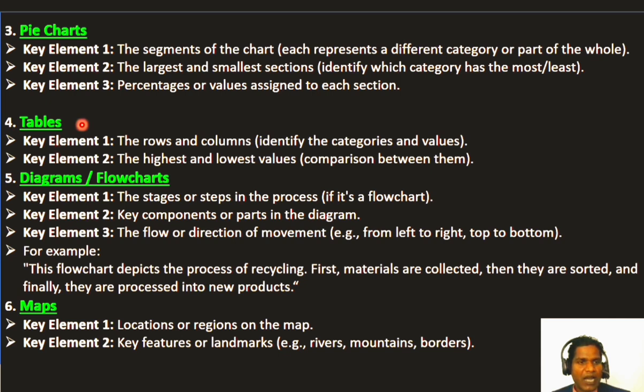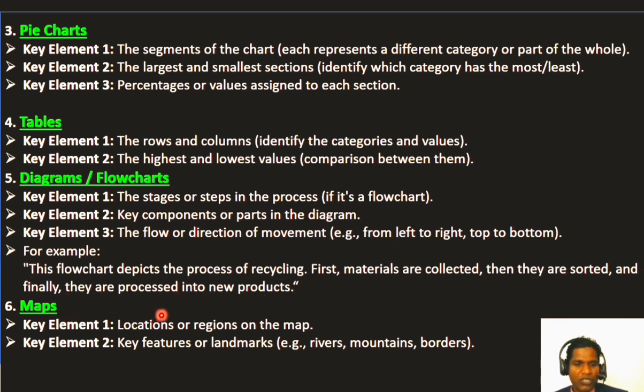Similarly, in table charts, you need to mention how many rows and how many columns there are, and the highest and the lowest values. In diagrams and flow charts, you need to mention the stages or steps in the process if it is a flow chart, the key components or parts in the diagram, and the flow or direction of movement, for example from left to right or top to bottom. For example, this flow chart depicts the process of recycling. First, materials are collected, then they are sorted, and finally they are processed into new products.